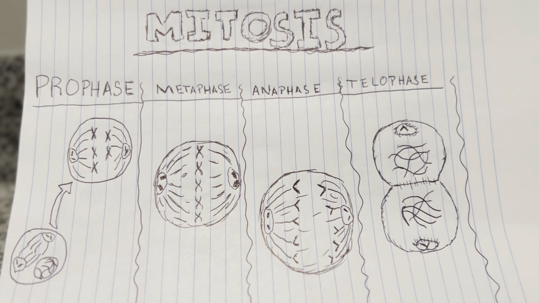Next up, we have mitosis, which is the division of genetic material, and this has 4 stages. The acronym that helps will be PMAT, and that stands for prophase, metaphase, anaphase, and telophase. The first one up is prophase.